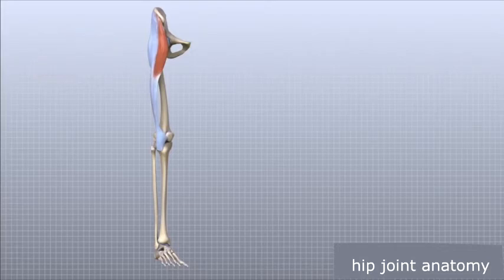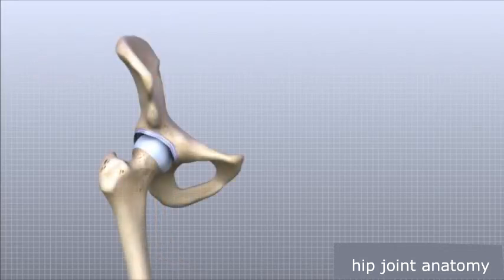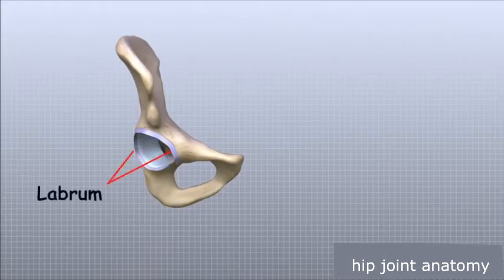A special type of ligament is present inside the hip joint called the labrum. The labrum is attached almost completely at the edges of the acetabulum. This makes the socket deeper for the attachment of the head of the femur. This labrum can be injured if you perform incorrect forms for an extended period of time.